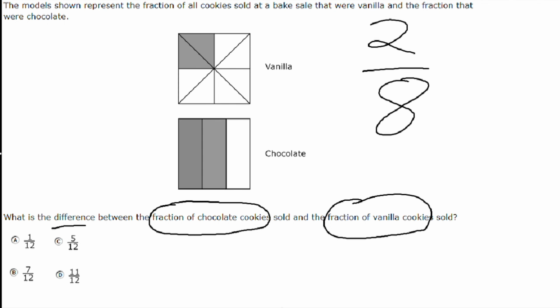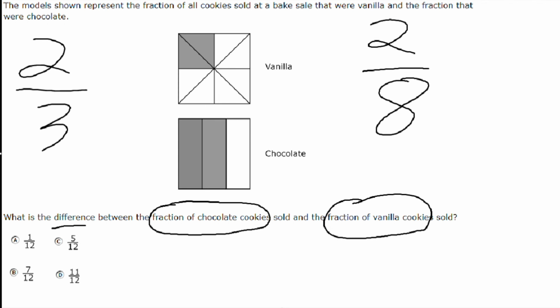All right, and what about vanilla cookies? So we have 2/8 of the vanilla cookies that were sold. Okay. Now let's look at the chocolate. The chocolate is represented by 2/3. All right. So obviously, looking from the picture, we can see that more of the chocolate was sold than the vanilla. All right. So now, how do we subtract these?